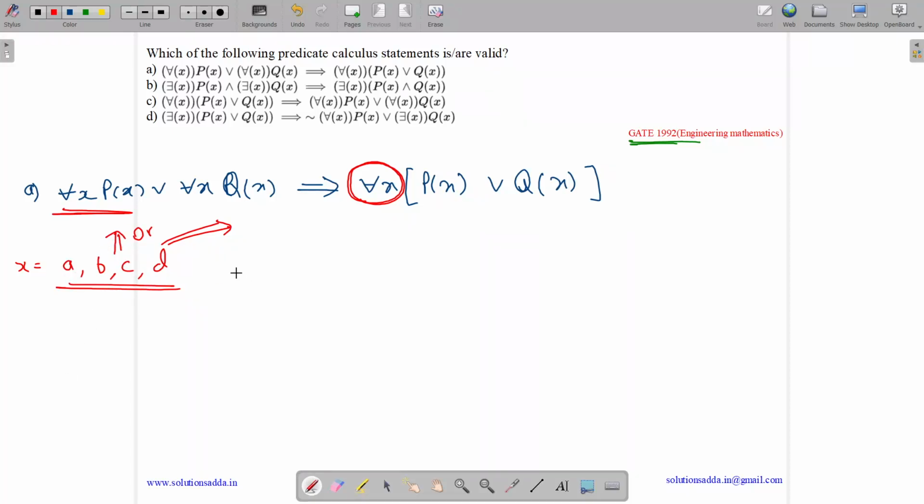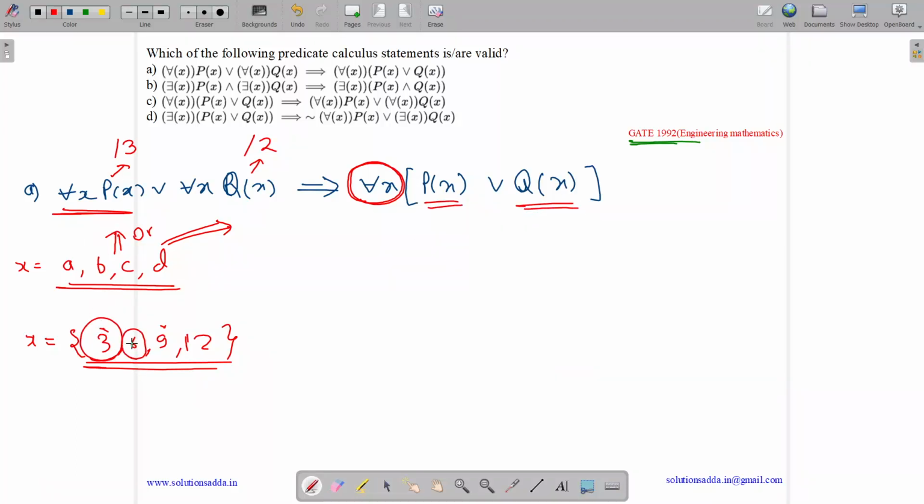Let us consider the example that px means it is divisible by 3 and qx means it is divisible by 2, and let us take x to be 3, 6, 9, 12. Then for all x, px will be true as all of them are divisible by 3. But for all x, qx won't be true as items like 3 and 9 are not divisible by 2. But for all x, for each item, either p will be true or q will be true. As 3 is divisible by 3, 6 is divisible by 3, 9 is divisible by 3, 12 is divisible by 3. So this is a true statement.